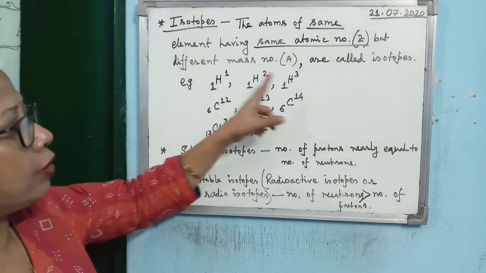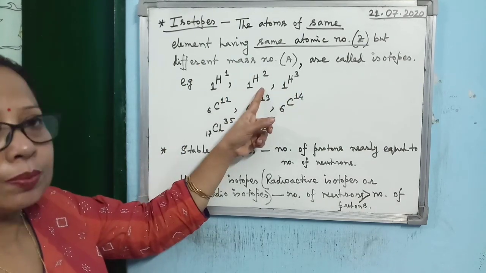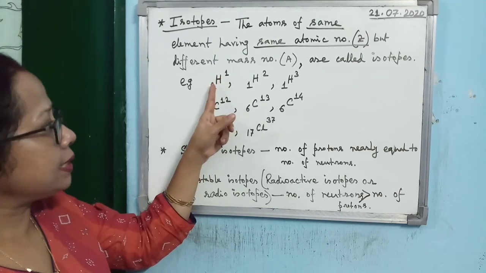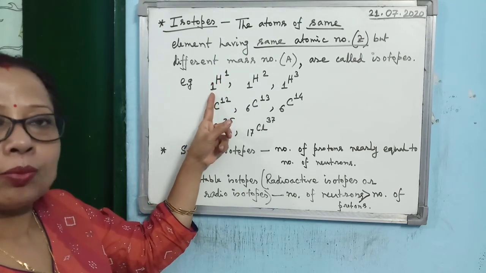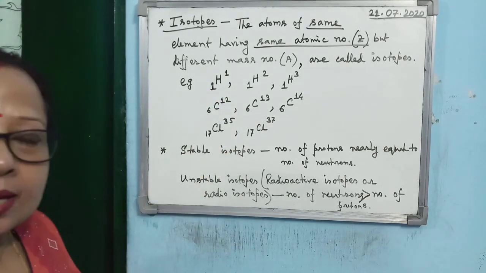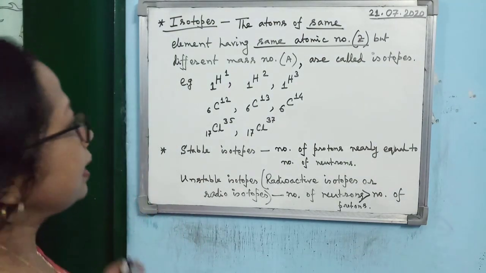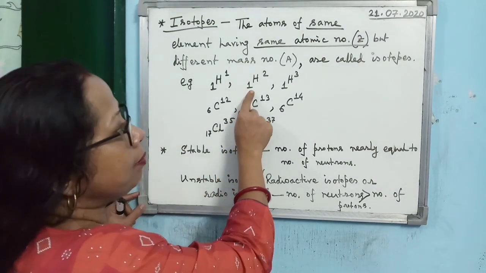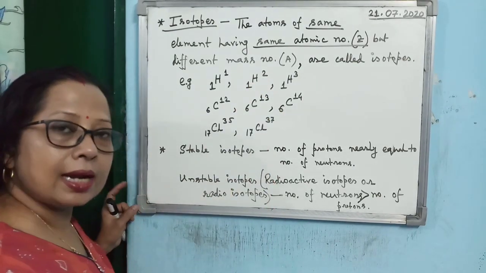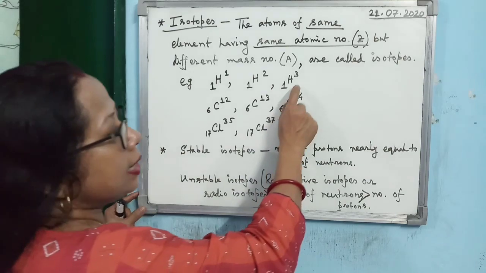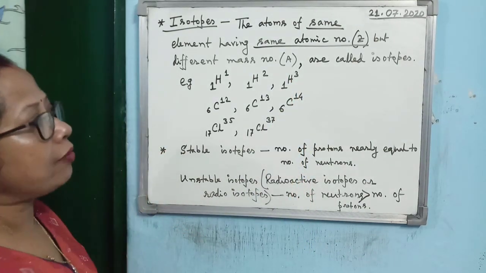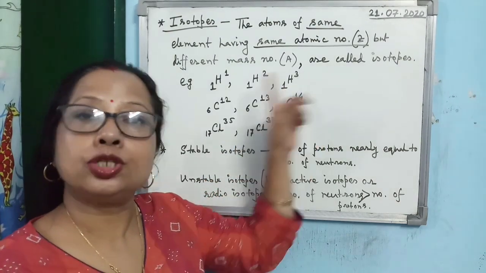Now, hydrogen has three isotopes. The first one is known as protium, 1H1. It has one proton only inside the nucleus, there is no neutron. Then the next one is known as deuterium. It has inside the nucleus one proton, one neutron, and outside the nucleus one electron. Then this is known as tritium. This is the third isotope of hydrogen. It has one proton, one electron, but two neutrons.